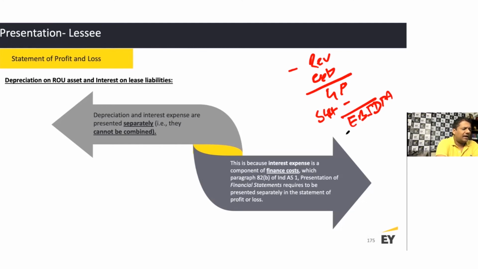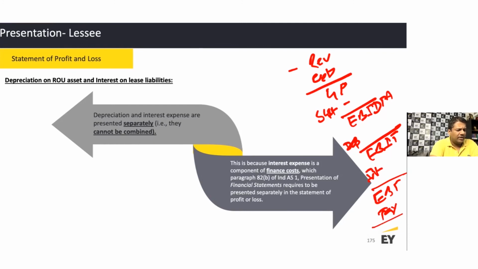EBITDA, right? And then I have depreciation. Then I have what is called EBIT, and then you present the interest, and then you have EBT, right? So that's how you do, and then you have taxes, then you have net profit, right? That's how you will make the presentation, okay?